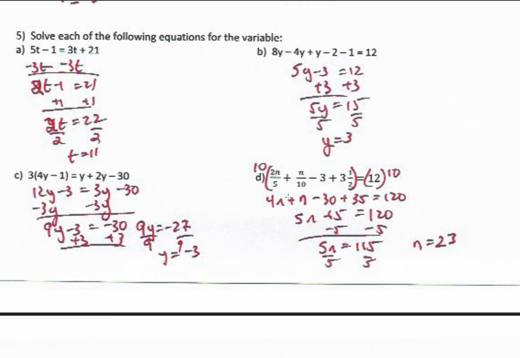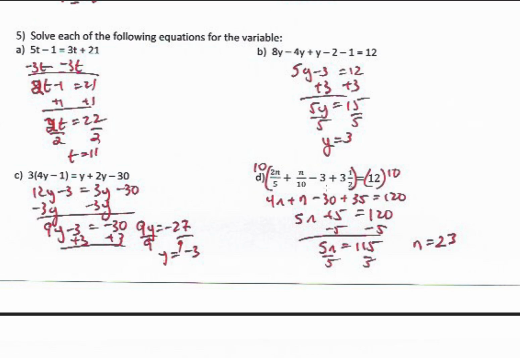Distribute the 10 to every term. 10 times 2n over 5. You can do that on a calculator. Just do 10 times 2 divided by 5. Don't worry about the n, just put it as part of the answer. That would tell you 4. So it's 4n. Plus 10 times 1/10 n is n.